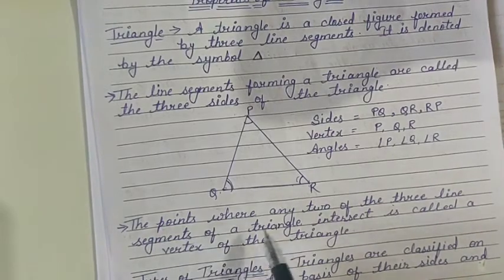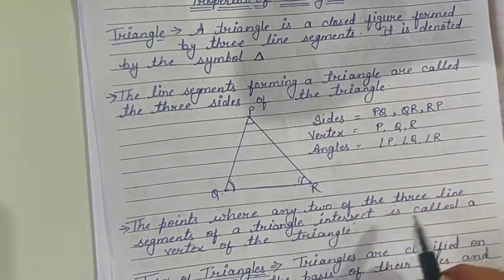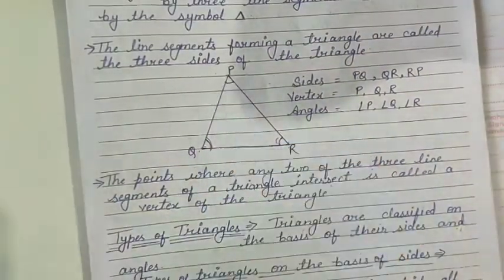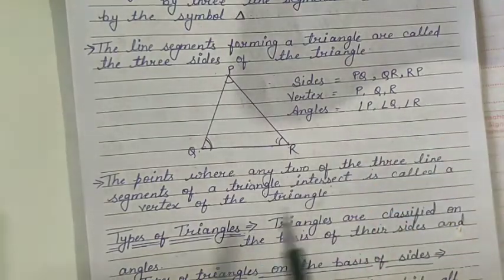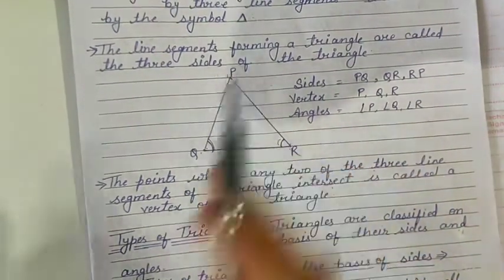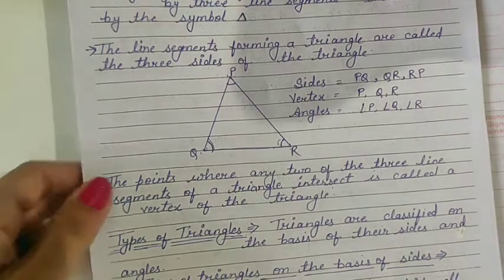Okay, the points where any two of the three line segments of a triangle intersect is called a vertex of the triangle. So P is a vertex of this triangle because its two sides PQ and QR intersect at this point. So this is a vertex of the triangle. So a triangle has three sides, three vertices and three angles.